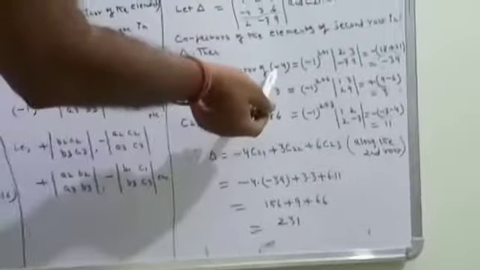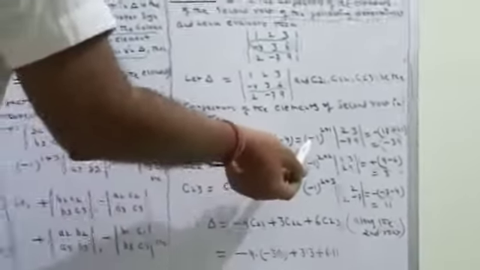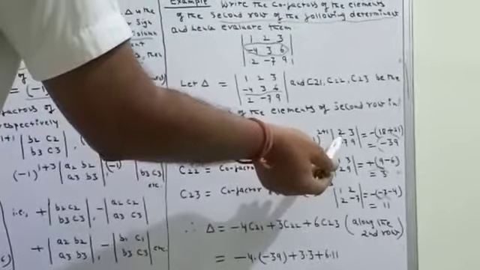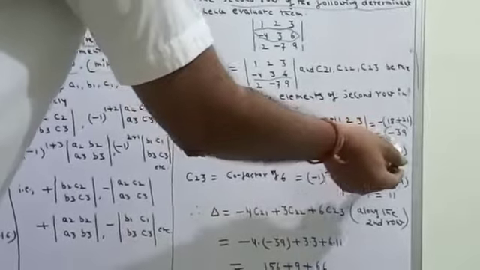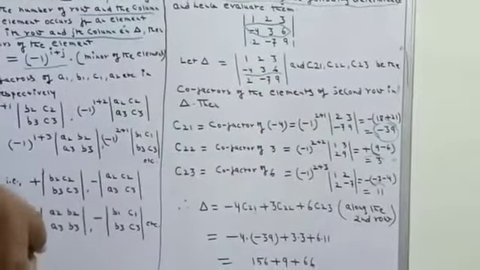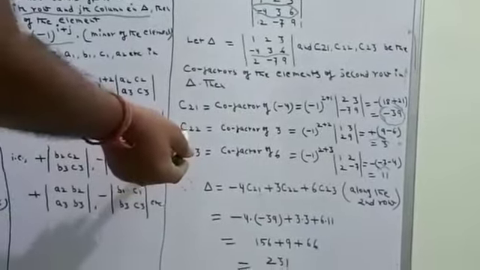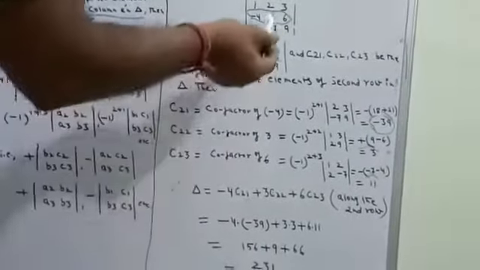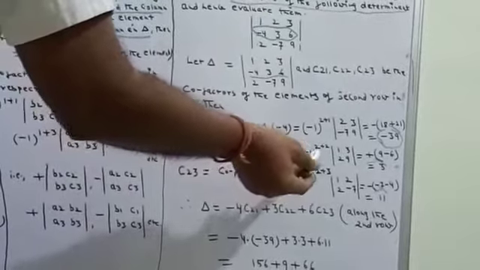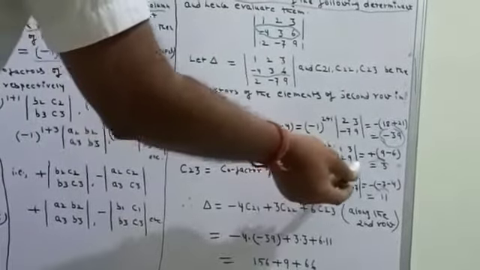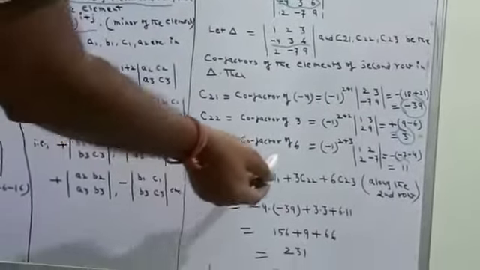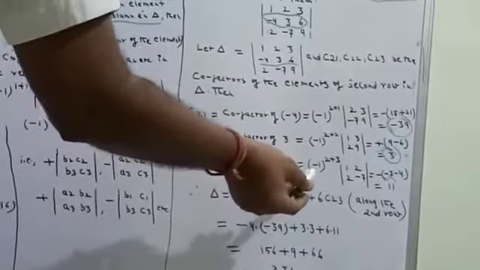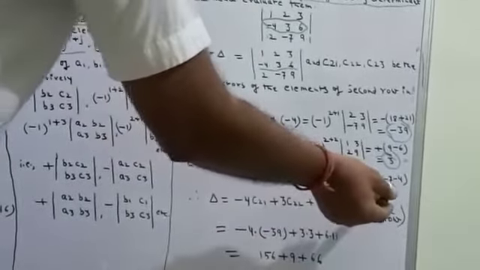Then C21, cofactor of minus 4, equal to minus 1 power 2 plus 1, 2 3, minus 7 9. After solving, we get the value of this one is minus 39. C22, cofactor of 3, minus 1 power 2 plus 2, 1 3, 2 9. We get the value 3. C23, cofactor of 6, minus 1 power 2 plus 3, and we get the value of 11.